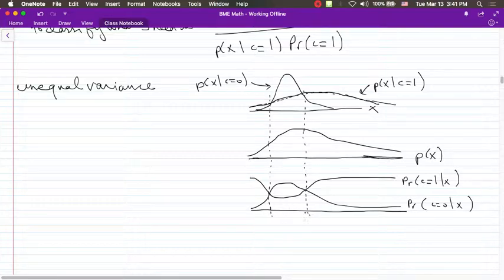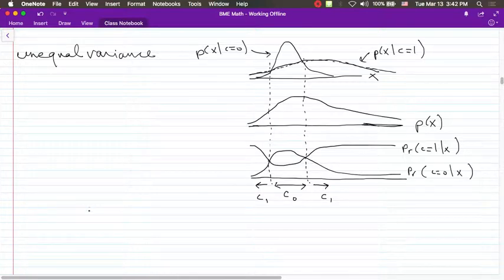So now I have two decision boundaries. I have one location where, when I'm smaller than this, I'm going to say class 1. When I'm bigger than this, I'm going to say class 2. When I'm in between, I'm going to say class 0.